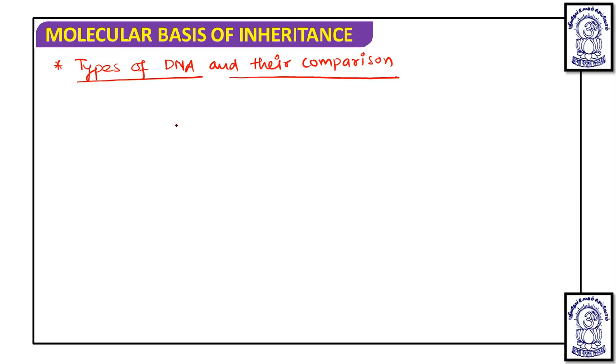then dear students, there are four types of DNA, that is A, B, C, and Z. So first we are going to talk about DNA types, that is A-DNA, B-DNA, C-DNA, and Z-DNA.